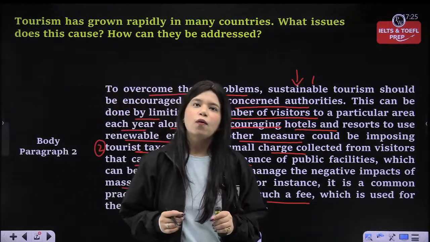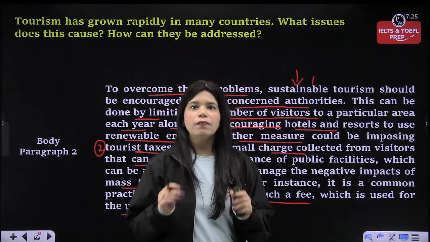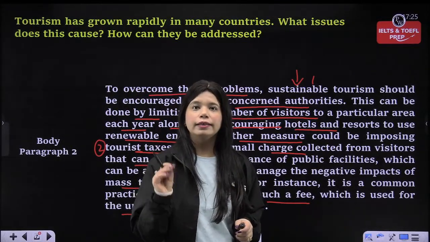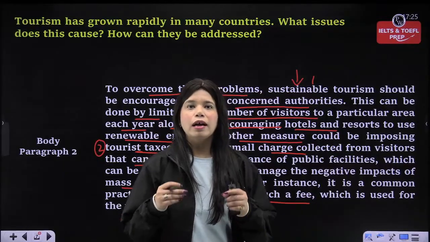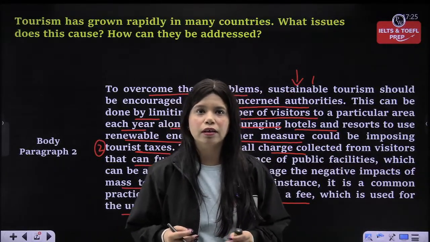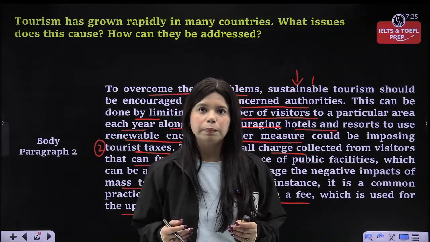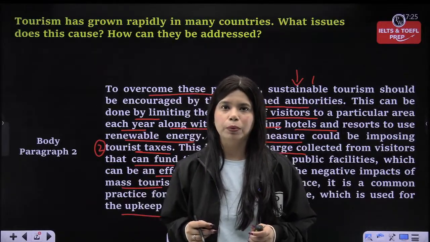Amenities means facilities. So here we go with our second body paragraph, and again we have two solutions here. Both the solutions have been explained with one example.